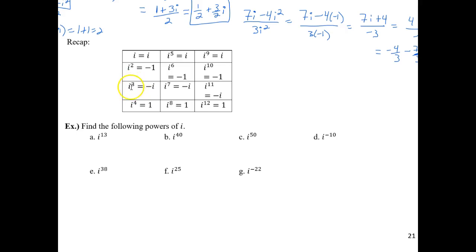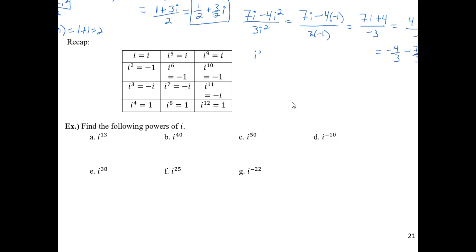Same thing with i cubed. i cubed is just i squared times i, so negative 1 times i is negative i. Then i to the fourth, well, that's just i cubed times i. So I end up with negative i times i, but negative i times i is negative i squared, and i squared is negative 1. So we have a negative 1 times negative 1, which makes a positive 1. We talked about that in a previous video. We went through 1 through 4.